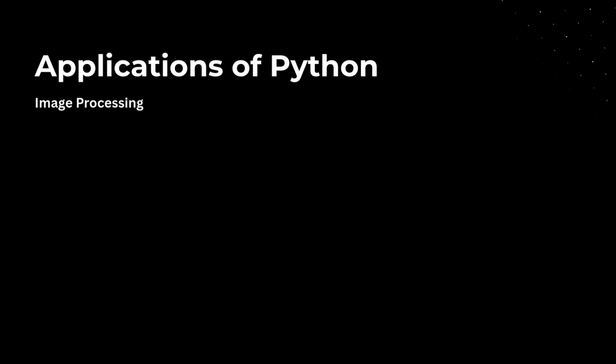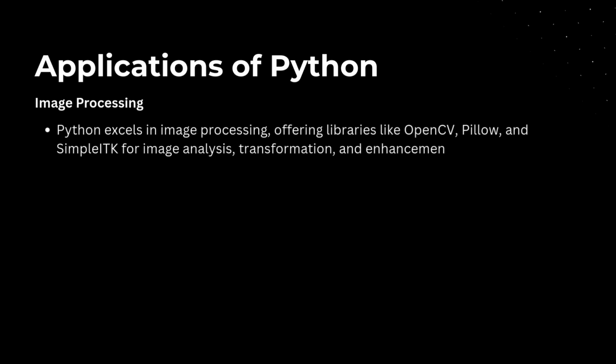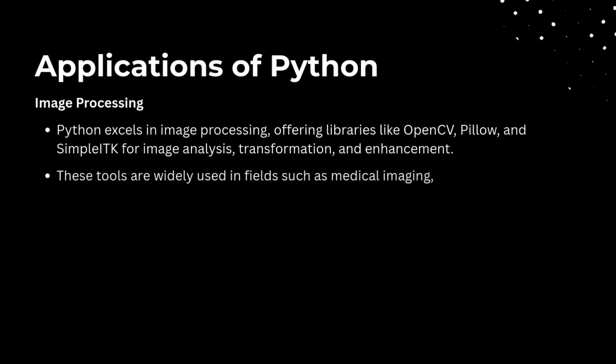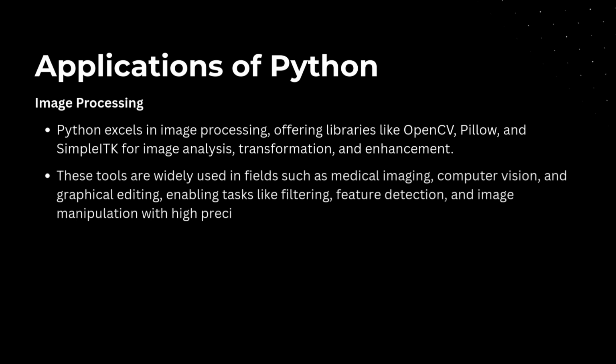Next is image processing. Python excels in image processing, offering libraries like OpenCV, Pillow, and SimpleITK. For image analysis, transformation, and enhancement, these tools are widely used in fields such as medical imaging, computer vision, and graphical editing, enabling tasks like filtering, feature detection, and image manipulation with high precision and speed.